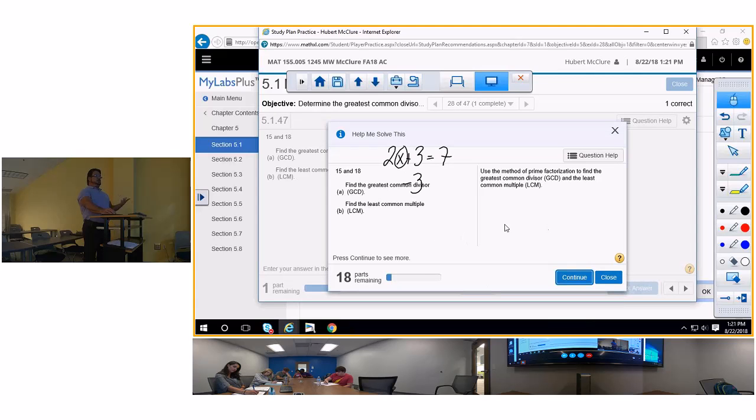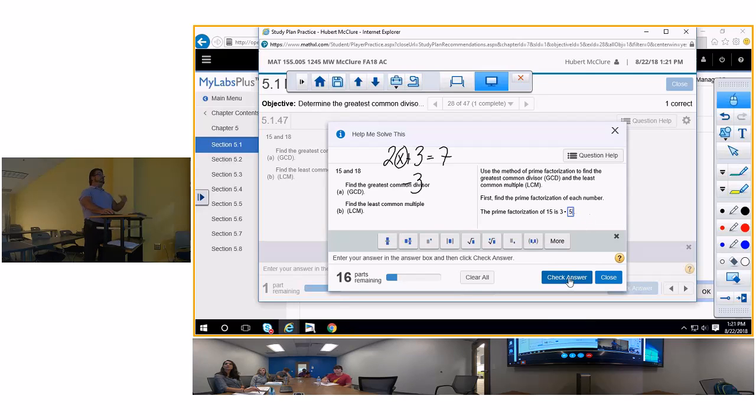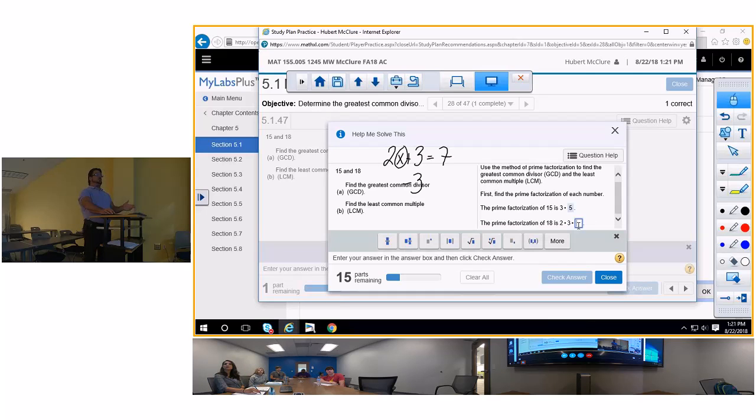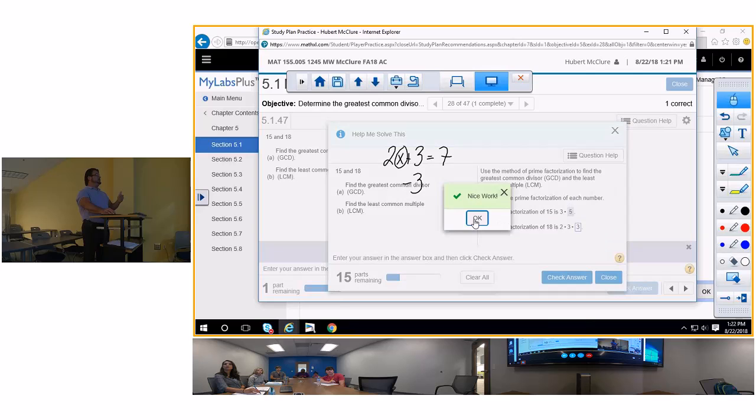That's just restating the question. Here we go. Find the prime factors of 15. The prime factors of 15 is 3 times what? 3 times 5. And you have to type in the 5 before you can go to the next step. Prime factorization, 2 times 3 times 3. Now, have we answered the question? No. What are we doing? We're working our way through the steps.